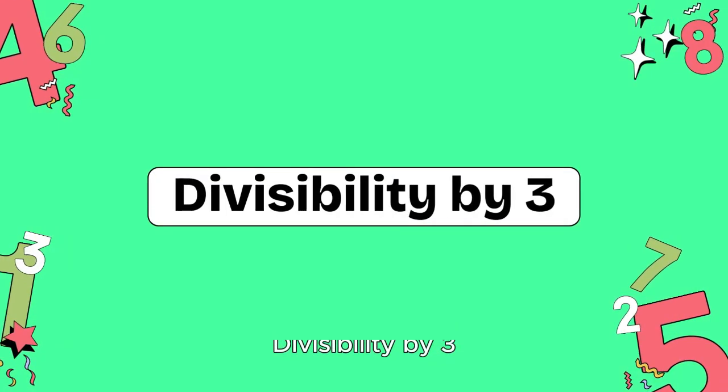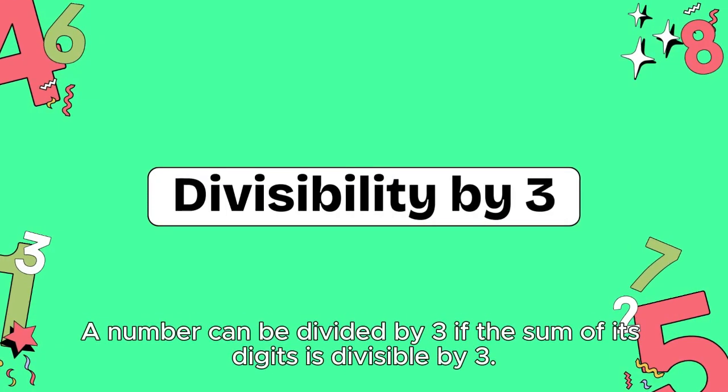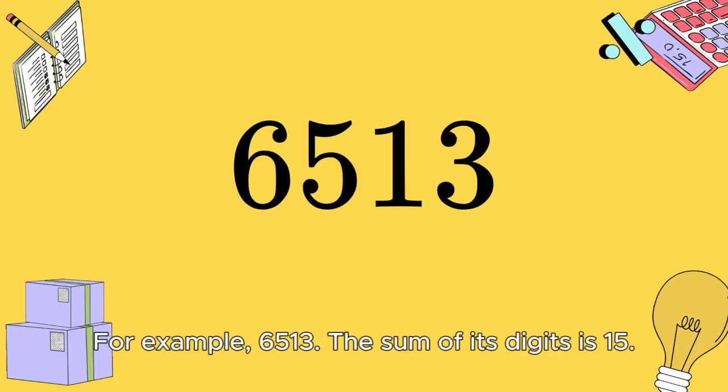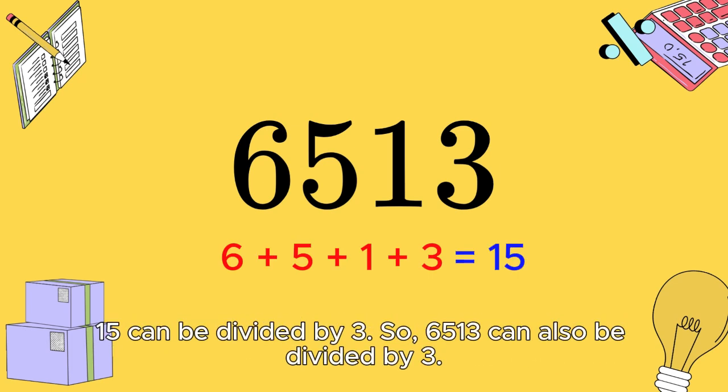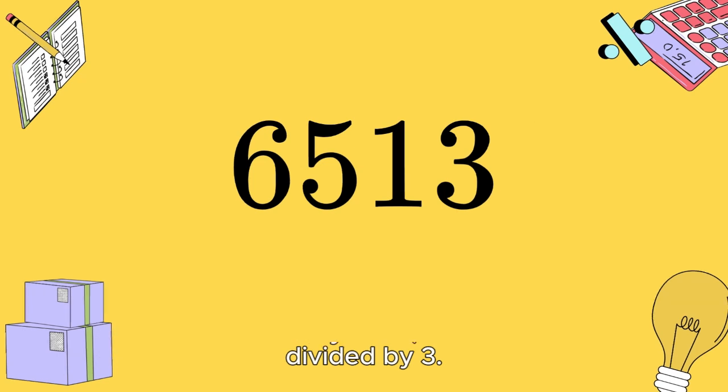Divisibility by 3. A number can be divided by 3 if the sum of its digits is divisible by 3. For example, 6,513. The sum of its digits is 15. 15 can be divided by 3, so 6,513 can also be divided by 3.